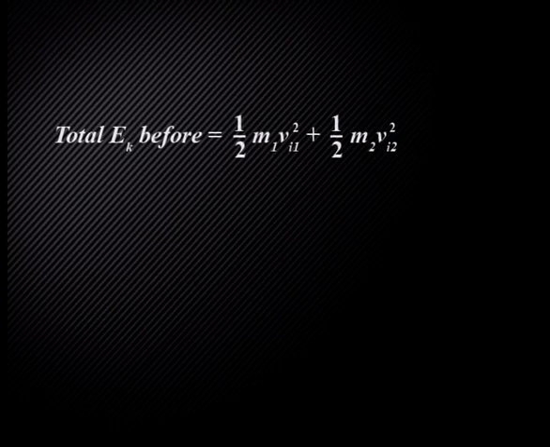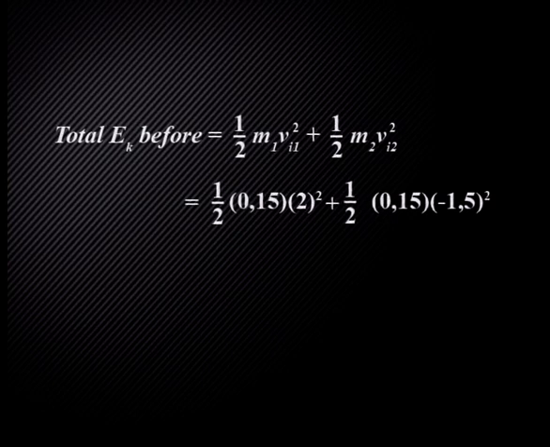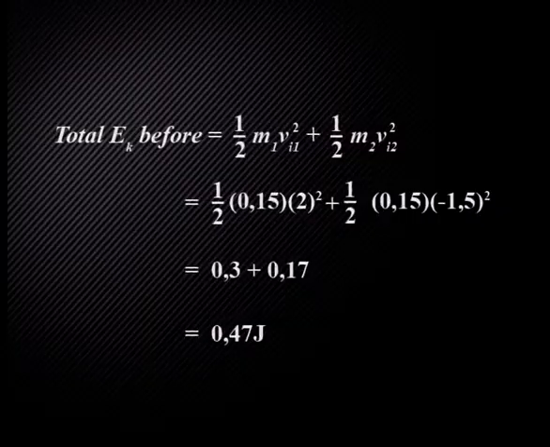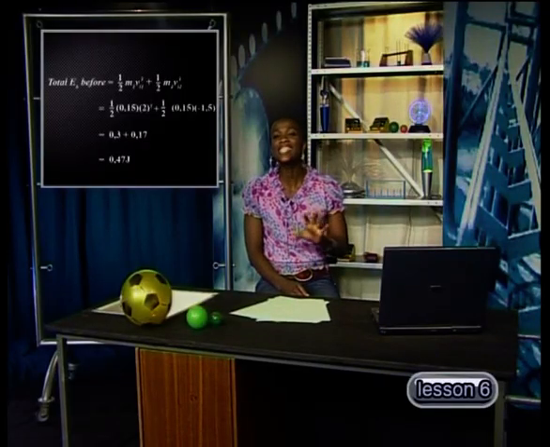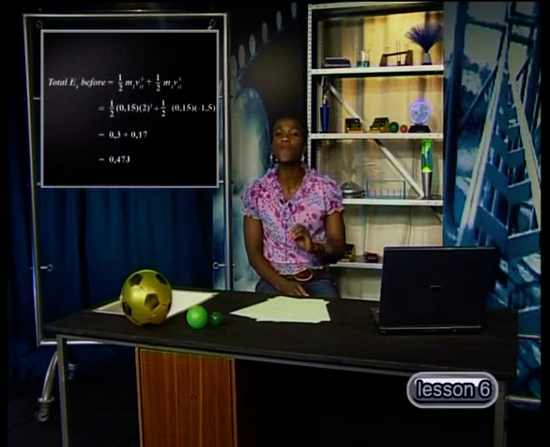The total kinetic energy before the collision is equal to a half times ball 1's mass times its initial velocity squared plus a half times ball 2's mass times its initial velocity squared. This means that we have a half times 0.15 times 2 squared plus a half times 0.15 times negative 1.5 squared. This gives total kinetic energy before the collision of 0.47 joule. Let's keep this value in mind. Kinetic energy before the collision is 0.47 joule.